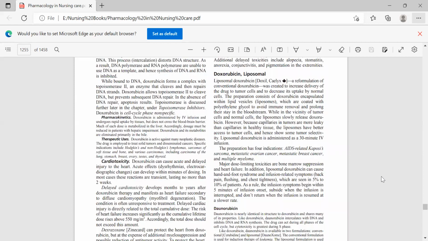and it produces less resistance. And these liposomes are basically formulated and coated with polyethylene glycol to avoid immune removal and prolong their stay in the bloodstream.